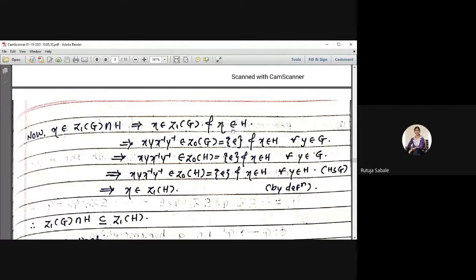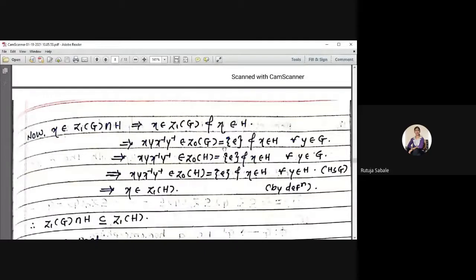It implies that x, y, y inverse belongs to Z0 of G, which is equal to singleton E, and x belongs to H for all y belongs to G. Where is this y coming from? Y and y inverse are coming from G. Okay, for all y. This is the definition of Z1 of G.